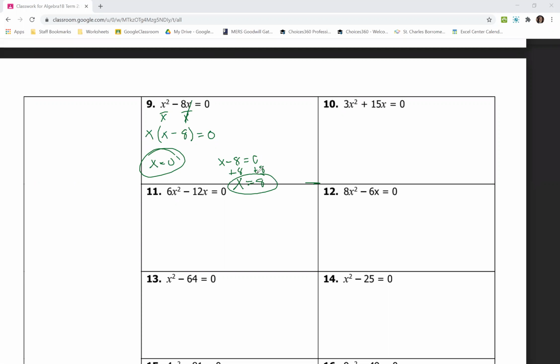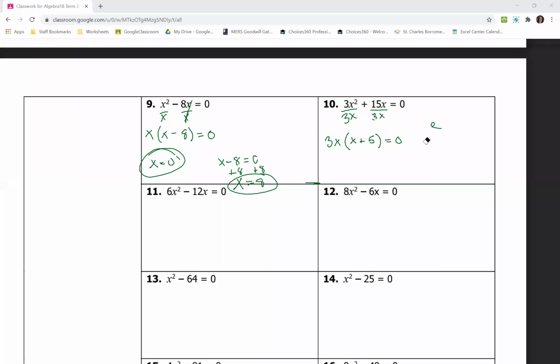All right, number 10, it's a binomial. Let's look first and see if there's something that you can pull out evenly of both terms. Okay, so it looks like I can take a 3 out and an x. Okay, a 3x. Pull that 3x out of there. This is going to give you just x plus 5.